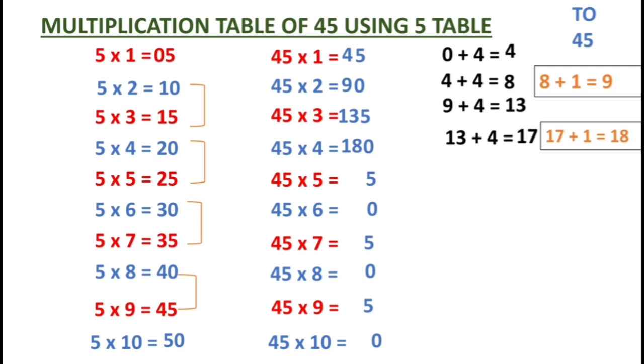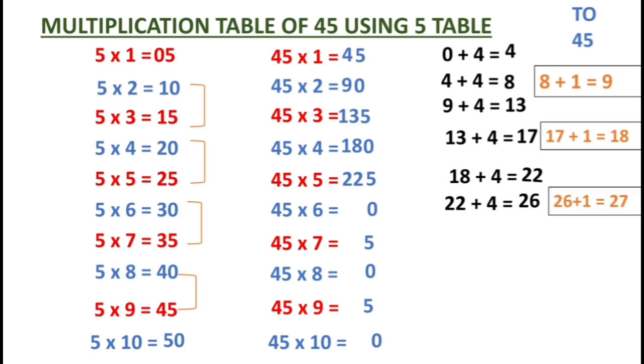45 fours are 180. Now 18 plus 4, 22. 45 fives are 225. 22 plus 4, we get 26. Here see, 5 sixes are 30, 5 fives are 25. The tens place is changing. So add plus 1 to 26. We get 27.